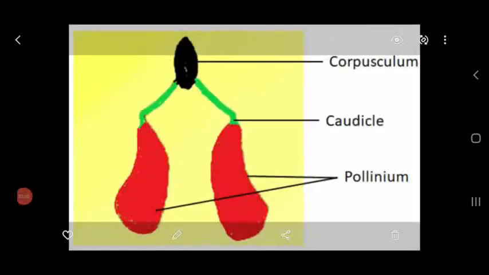Dear students, this is also a structure of pollinium. The lower one is the combination of pollen grains called pollinium. From that pollinium, a small thread-like structure arises, called a caudicle. At the tip of each caudicle, they have a clip-like or clamp-like structure called a corpusculum. The entire shape looks like an inverted Y, and it is named a translator.